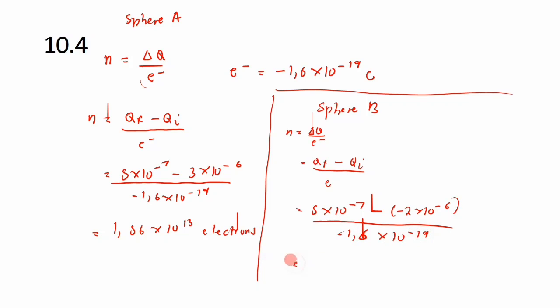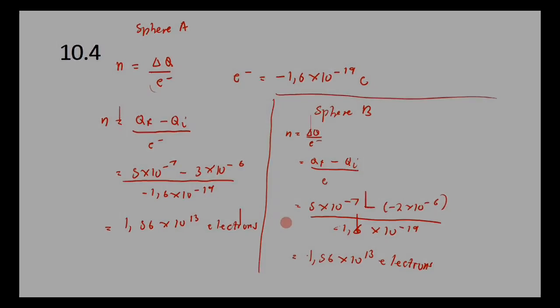If you punch this in, it will still be the same magnitude, but this time it will come out as a negative. What you do when it comes out as a negative is ignore the negative sign and write it as a positive, because the number of electrons should always come out as a positive integer, right? So you ignore the negative there and write it as 1.56 times 10 to the exponent of 13 electrons. And then you can see that working with either sphere, you still get the same answer.